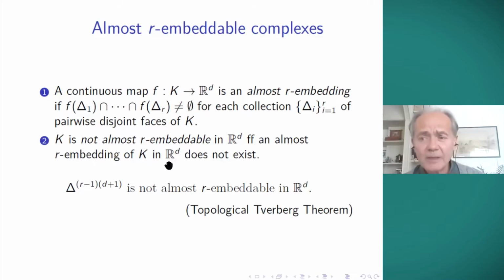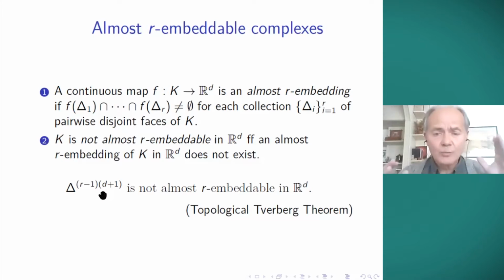Well, it sounds maybe complicated for the non-initiated, but I will show you some examples. By the way, if we have this definition, then the topological Tverberg theorem can be simply stated as the statement that the simplex of this dimension, (r minus 1) times (d plus 1), is not almost r-embeddable in R^d. So you see, it is too big in some sense, and then it does not allow you to map it without r points overlapping in the image.